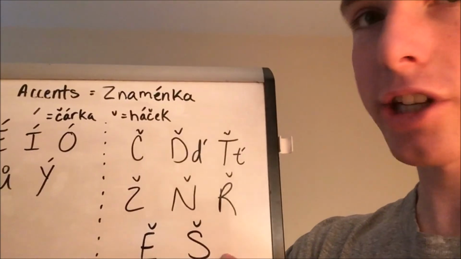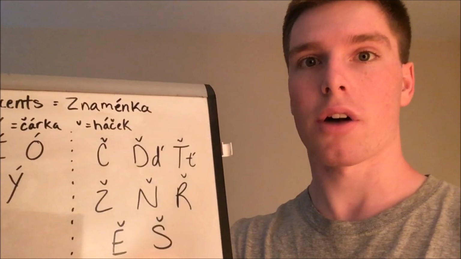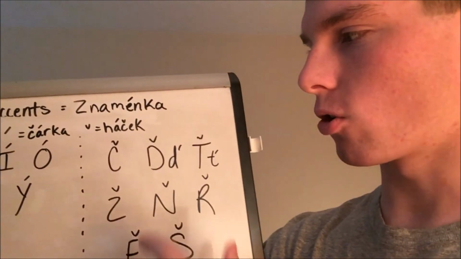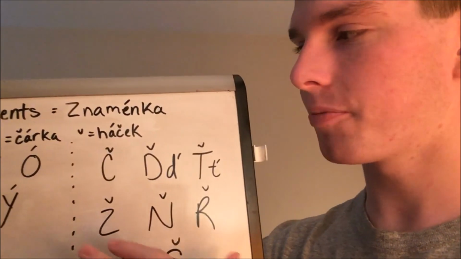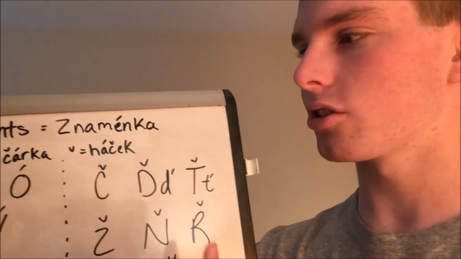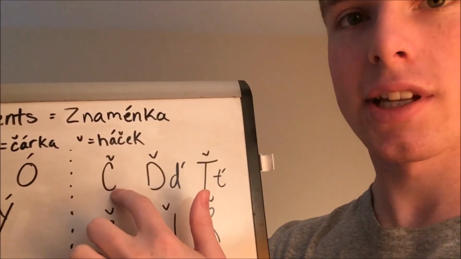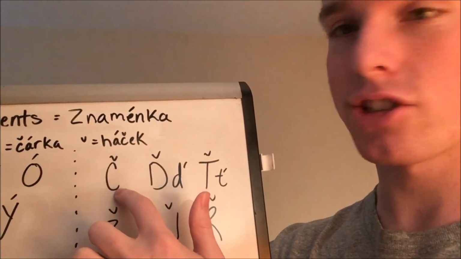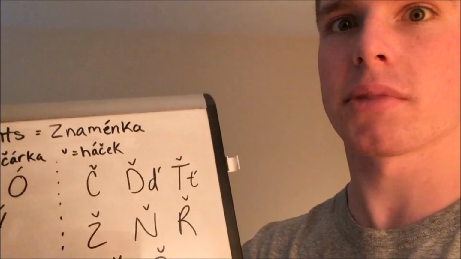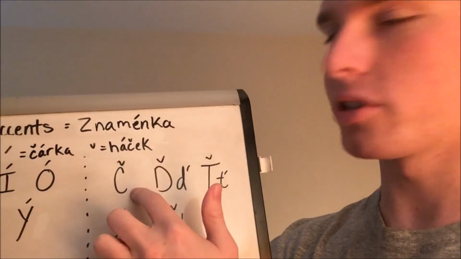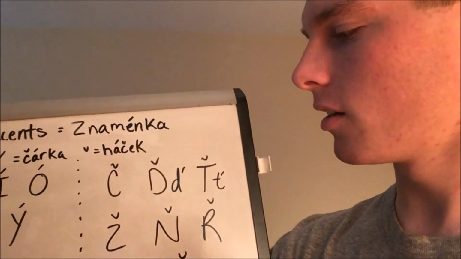So a háček, what that will do is it will soften the sound. So if you take ts without the háček on it, it's just like a TS in English. So it's ts, but if you add a háček, it's ch. So it's basically the same thing as English, but it has the accent.